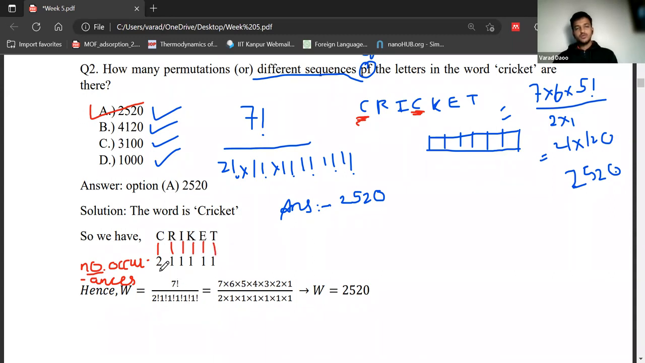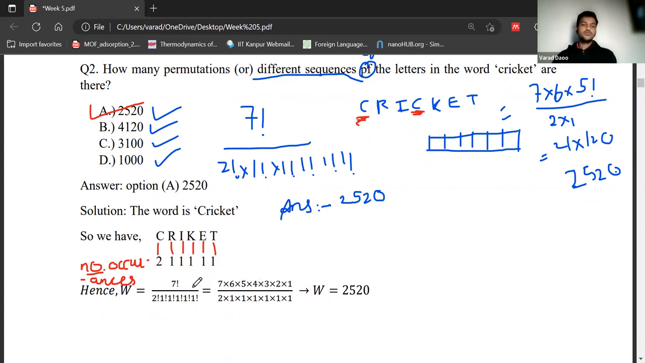So the number of ways will be based on the total number of letters, which will be 1, 2, 3, 4, 5, 6, but because C is 2 times, we have to include that. So we'll use 7. 7 factorial divided by the factorials of the repeated letters, right? C has been repeated 2 times, so for that, 2 factorial. Then the rest of the letters are unique, so for them, 1 factorial.